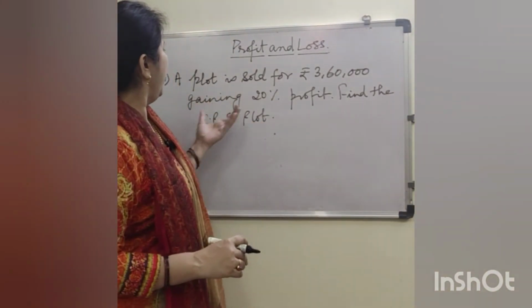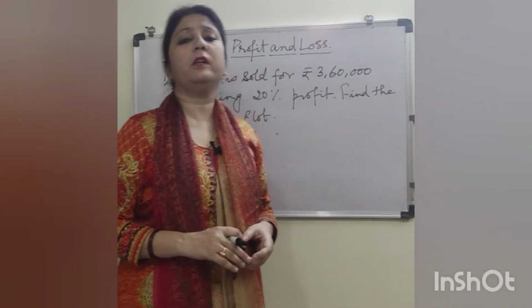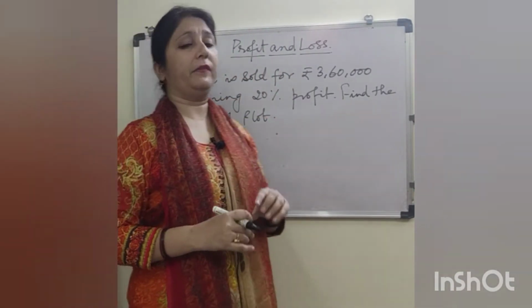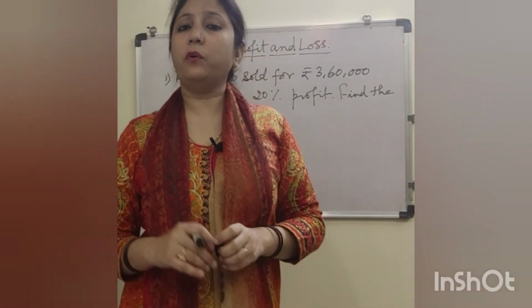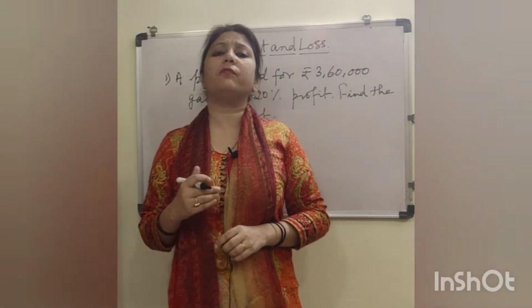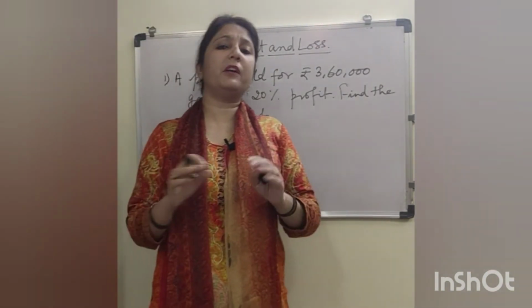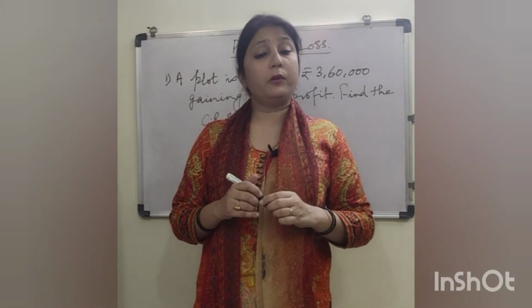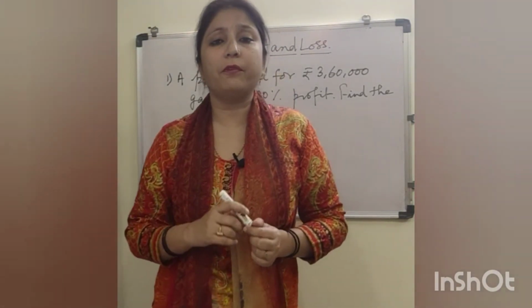Now here is a basic question. A plot is sold for rupees 3,60,000, gaining a profit of 20%. What you have to find out? You have to find out the CP of the plot. Means for how much you have purchased, you do not know, but you know for how much you are selling and what is your profit percent.